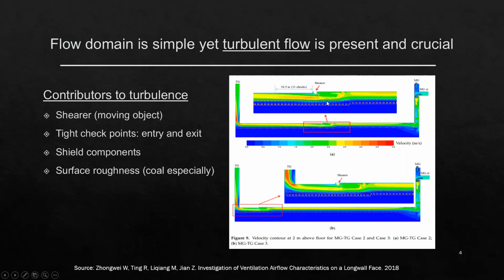And zoomed in here is the shear. So we can see how this air cooperates around the shear, because its primary goal is to dilute the methane that's being released at that cutting face, since it's the main source of ignition.